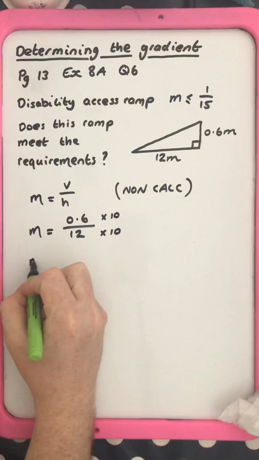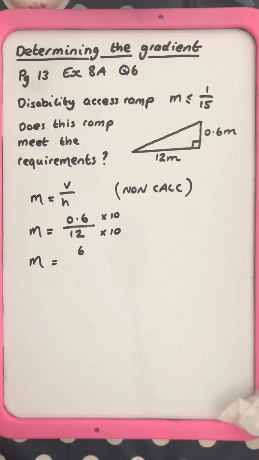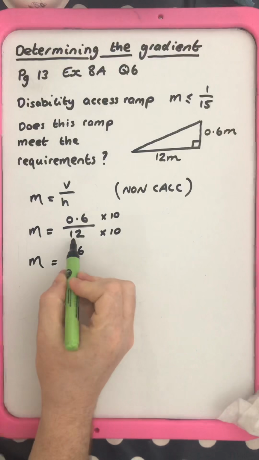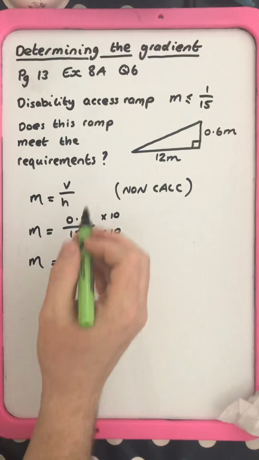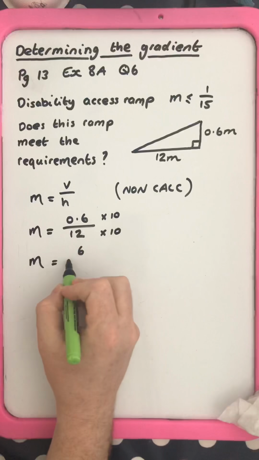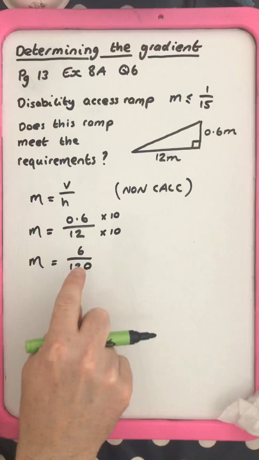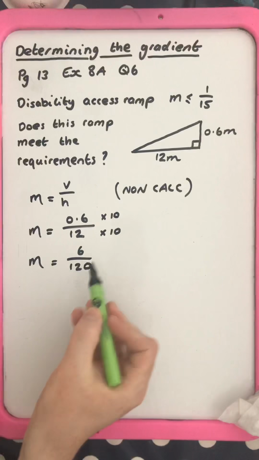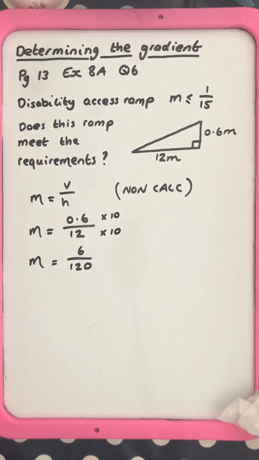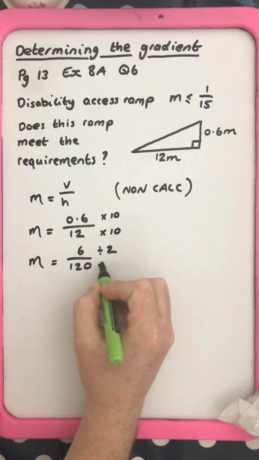So we've then got 6/10 multiplying by 10, which is 6 ones, and 12 multiplying by 10 would be 120 ones. So that's us now got an equivalent fraction, right? This is the same as that. This is equivalent. This is equals. And now what we're trying to do is see if it's less than or equal to 1 divided by 15.